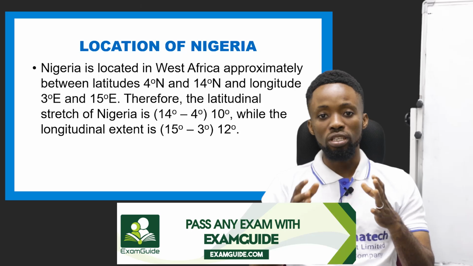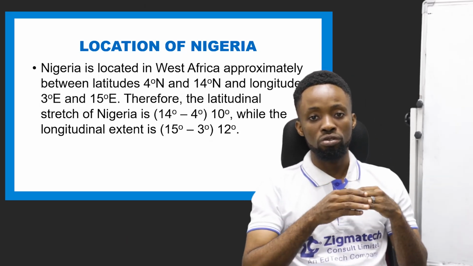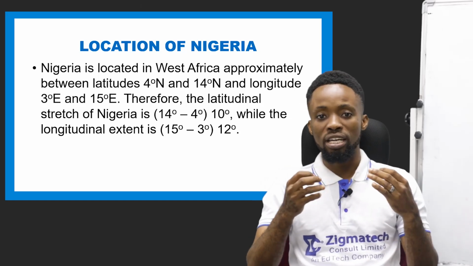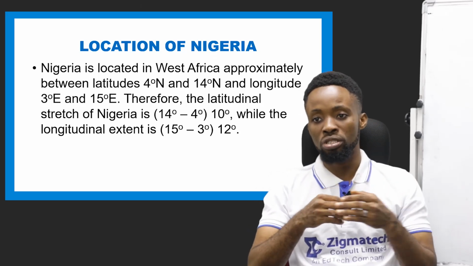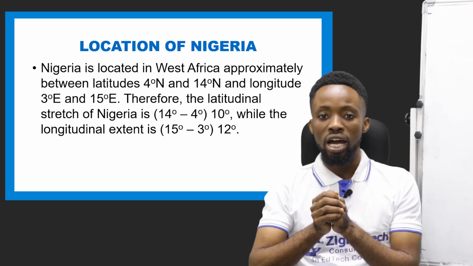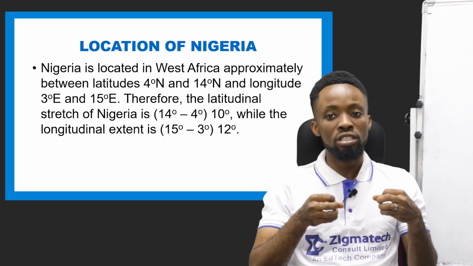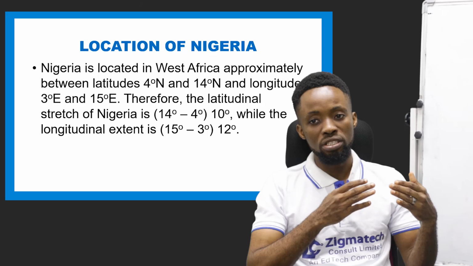So let's talk about Nigeria in terms of location. Nigeria is in West Africa, and it's found between latitude 4 degrees north and 14 degrees north of the equator. And in terms of longitude, the country is found between longitude 3 degrees east and 15 degrees east of the Greenwich meridian.